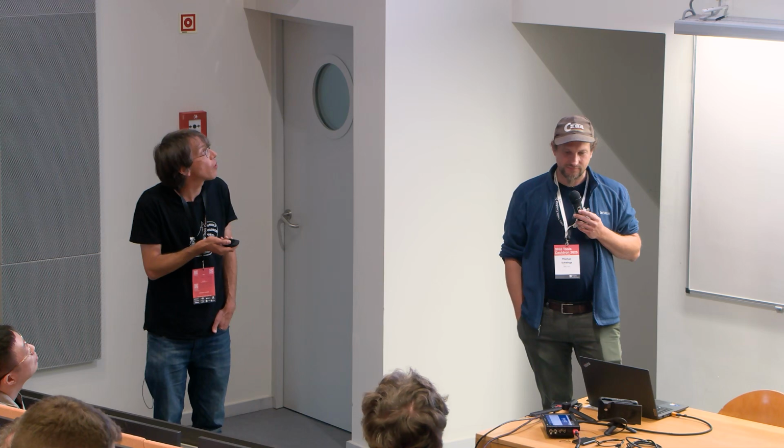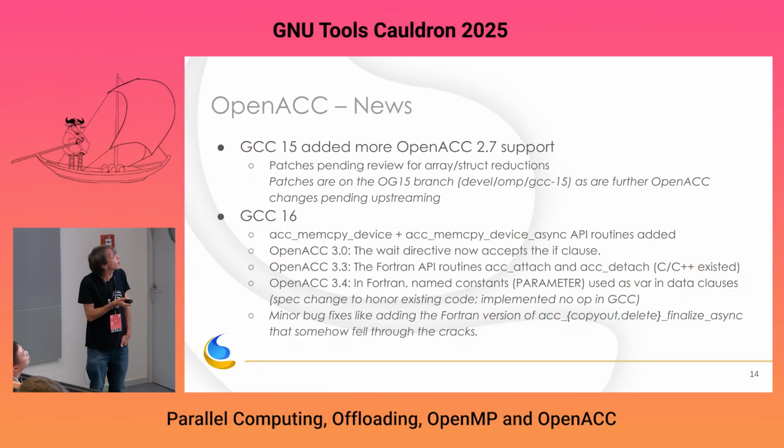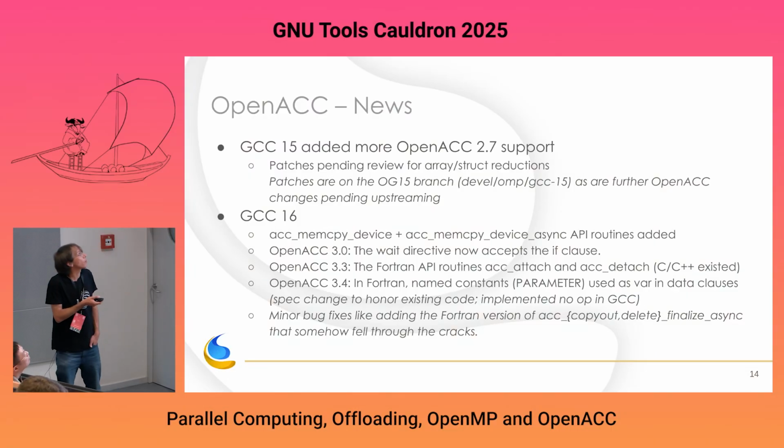Well, let's move to OpenACC. There's on one hand a bit of work in progress in GCC 15, where we had OpenACC 2.7 a bit extended like the previous one. There's still some outstanding review work on array struct reduction and bumping the version number. We have also some other patches, especially in some vendor branch, publicly available, which we badly need to upstream, especially on the OpenACC side.